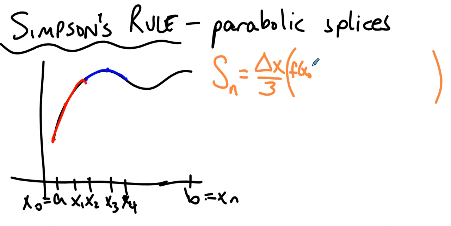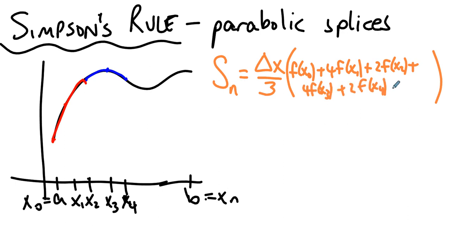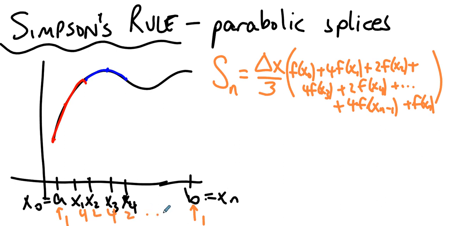then you do the first one, 4 of the next, 2 of the next, and then you alternate 4, 2, and so on. 4, 2, 4, 2, 4, 2, 4. It's 4 of the next to last, and then the last. So one of these, one of those, and then 4, 2, 4, 2, and so on. That's how Simpson's Rule works. It's easy to demonstrate.